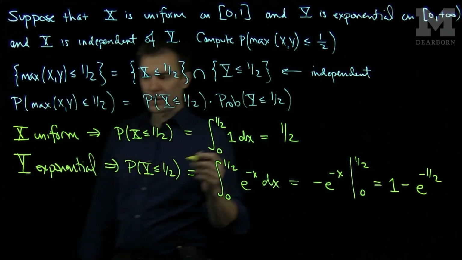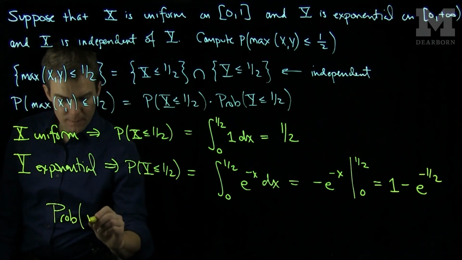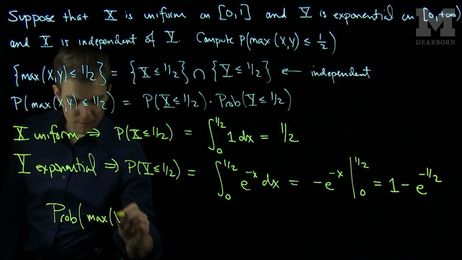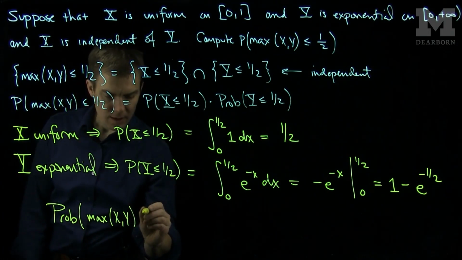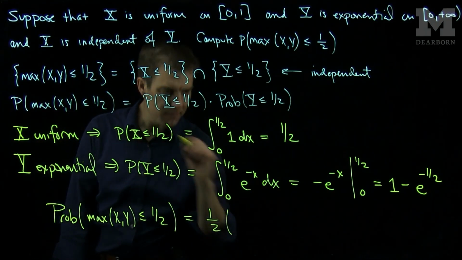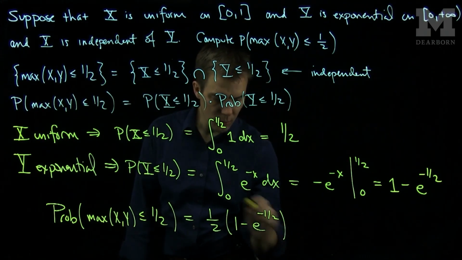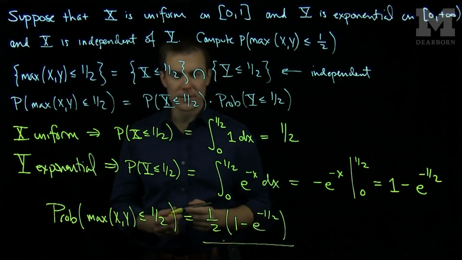So we put these two probabilities together and conclude that the probability that the maximum of X and Y is less than or equal to 1/2 is 1/2 times 1 minus e to the negative 1/2 power, and this is the desired probability.